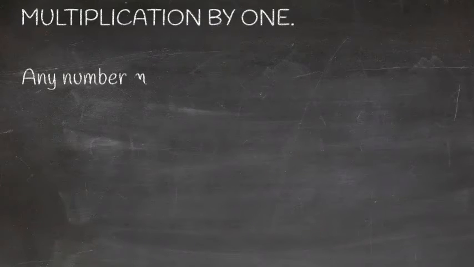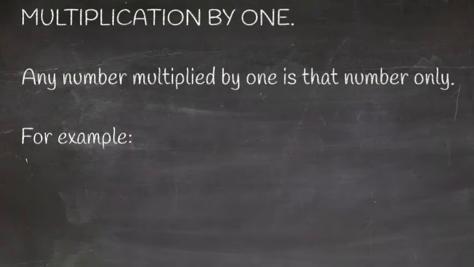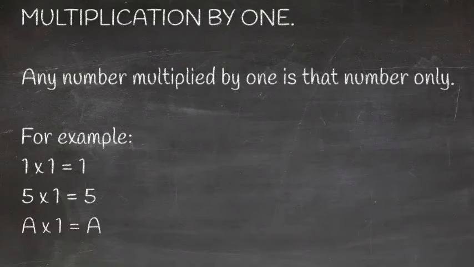Multiplication by 1. Any number multiplied by 1 is that number only. For example, 1 into 1 equal to 1, 5 into 1 equal to 5, a into 1 equal to a, where a can be any whole number.